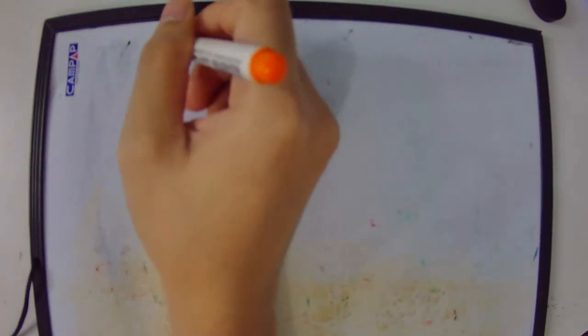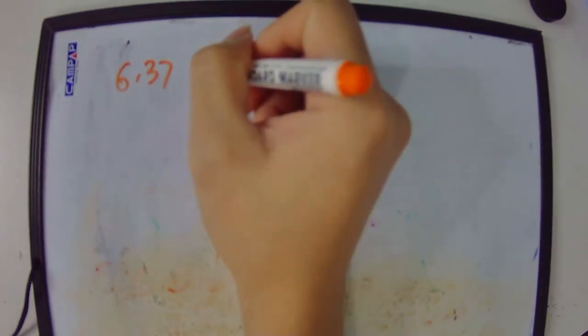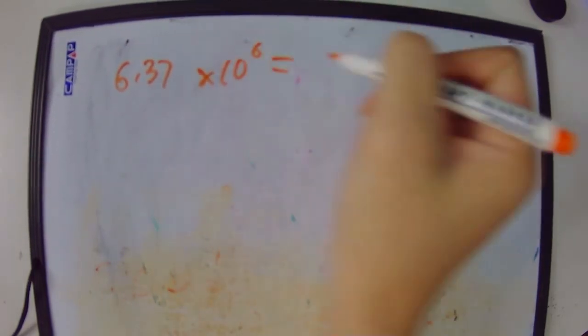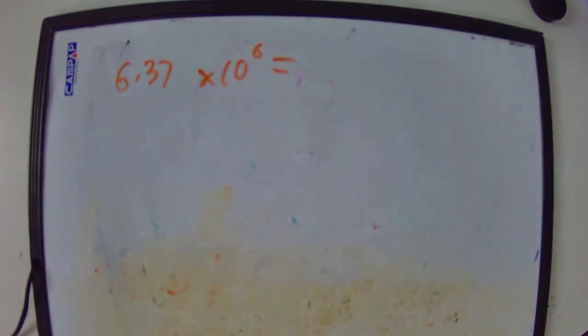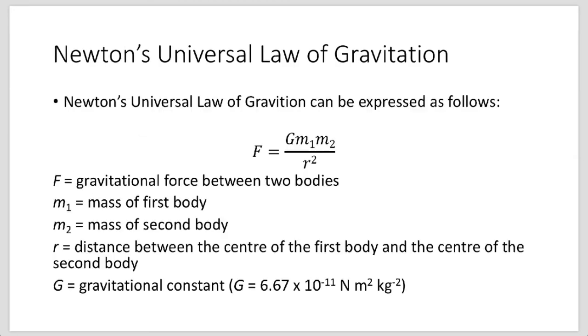Not a long question, but just the writing down. Yes, pindah the formula. So let's write down everything first. So 6.37 times 10 power of 6 equals G. What is G? Again, G is not given, but we know how much G is.